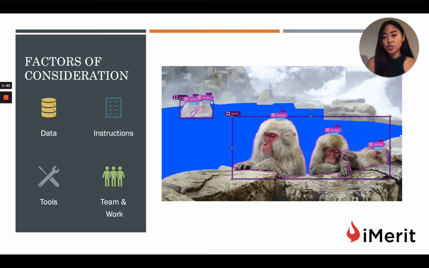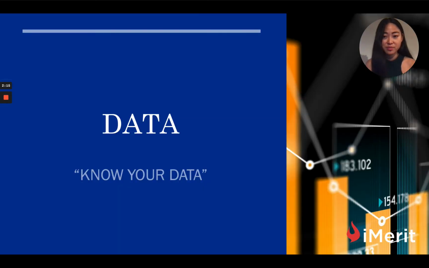This session is about maximizing the potential of datasets. For the maximization of the potential for datasets, I want to consider 4 factors: the data, instructions, tools, team, and the work. There's a little picture on the side here. As you can see, there are individual monkeys annotated as individual objects, groups of monkeys annotated in these bounding boxes, and a semantic layer of the water that they are sitting in, just to give you a visual representation of the type of data that I often work with. My first recommendation for maximizing your dataset potential is know your data.